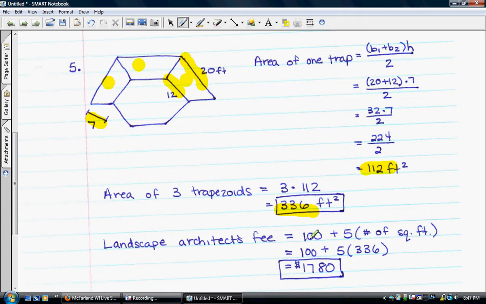The fee is $100 no matter what, plus $5 for every square foot. So since there were 336 square feet, if we do 100 plus 5 times 336, we get a total cost of $1,780.